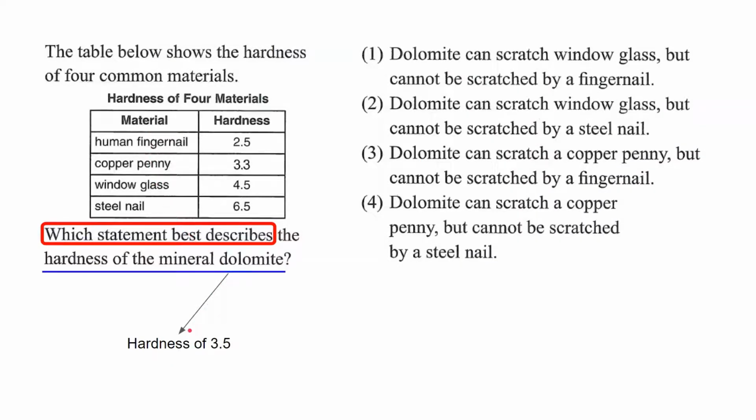So we know dolomite has a hardness of 3.5. So knowing that, dolomite would fit in right between the copper penny and the window glass. It's going to scratch the penny and the fingernail, but it will not scratch the window glass or the steel nail.